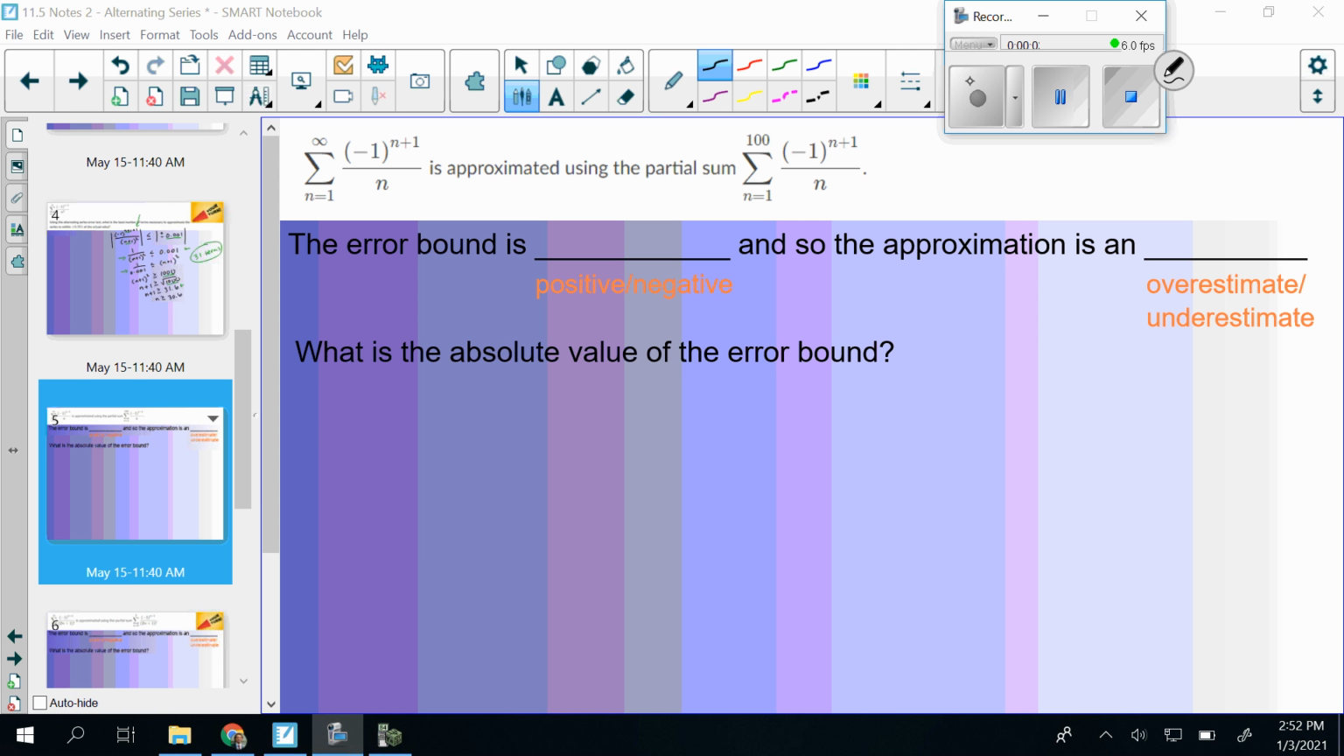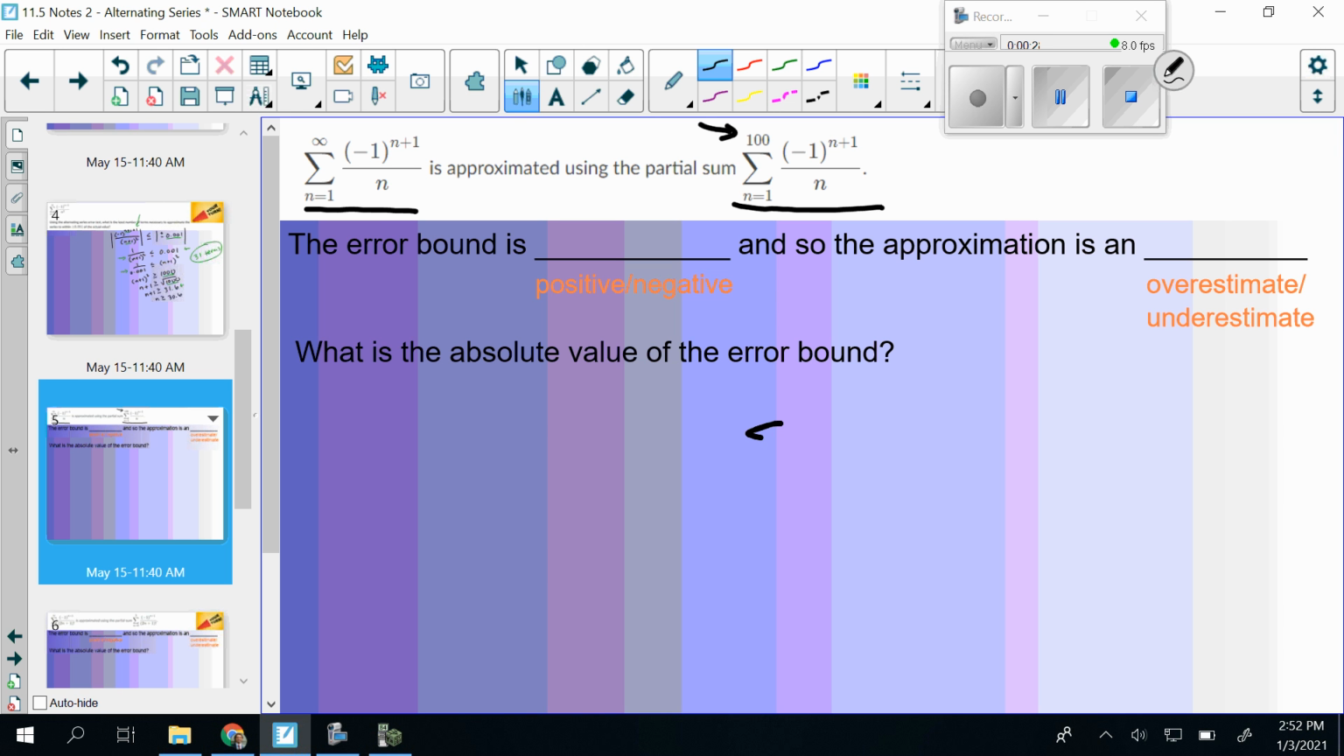All right, this next example, they want us to approximate this infinite sum over here with this partial sum, which you can see is at 100. So they're asking whether the error bound is positive or negative, and by knowing that, is the approximation going to be an overestimate or underestimate? And then what is the absolute value of this error bound?